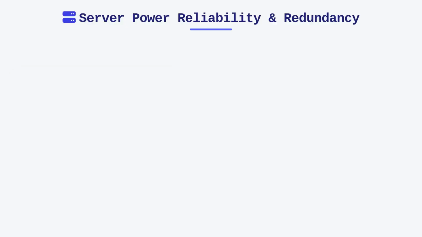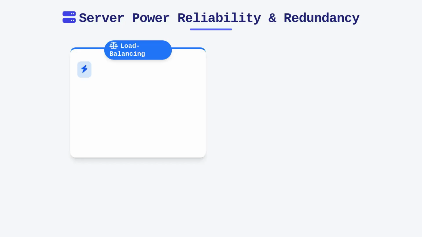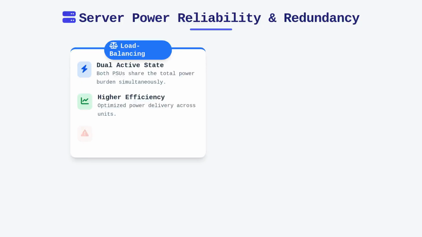Server reliability often hinges on redundancy, which we achieve through redundant power supply units and independent circuits. A single server with two PSUs is a classic example of fault tolerance, but its effectiveness depends on how those PSUs are configured. In a load balancing configuration, both units work simultaneously to share the power burden, which can increase the efficiency of the units, but it also means that both are under constant stress.